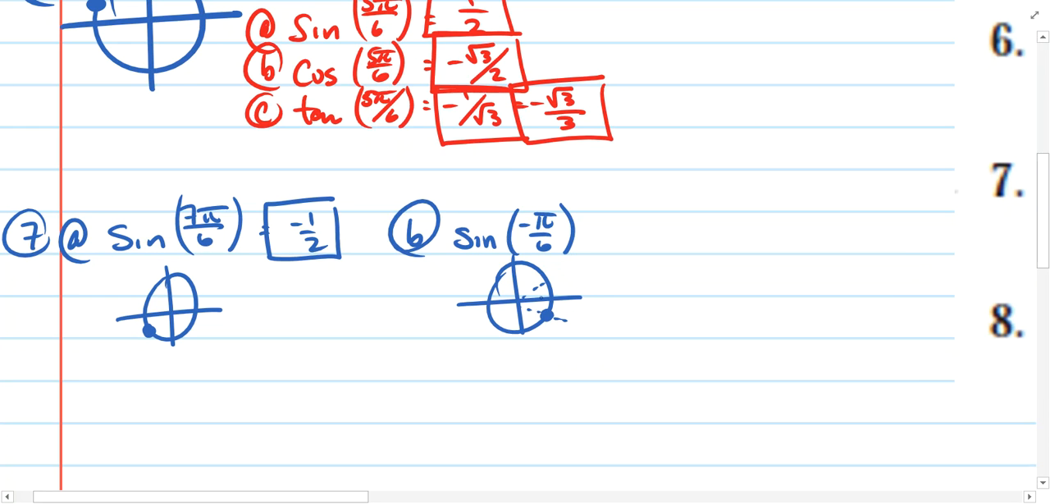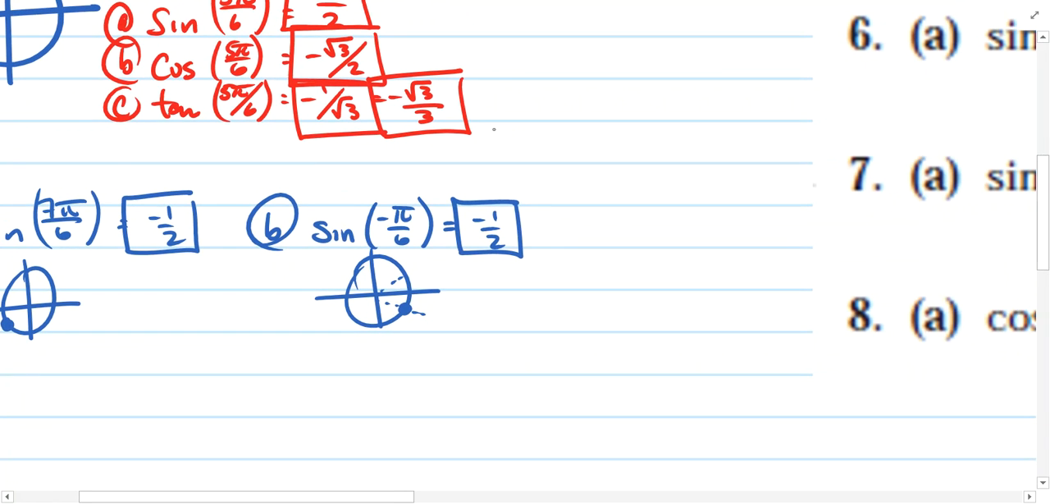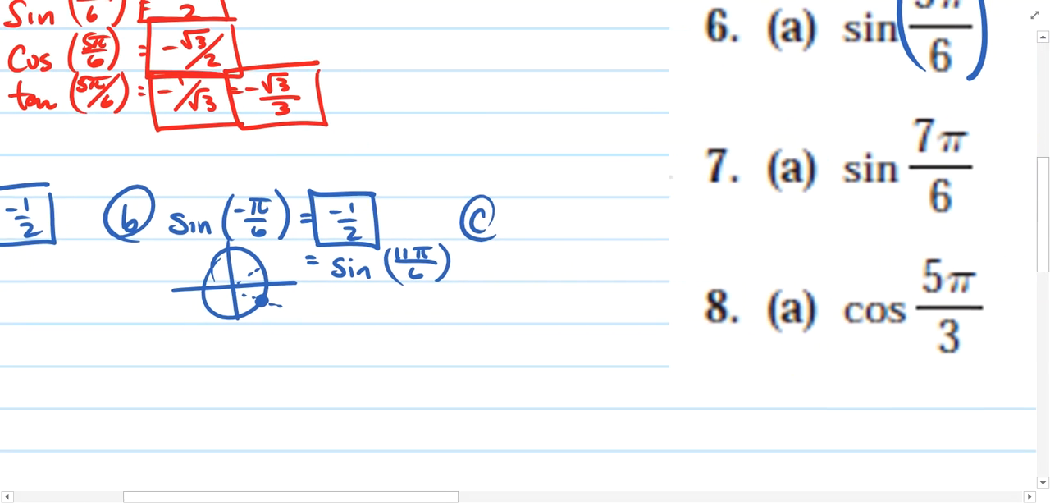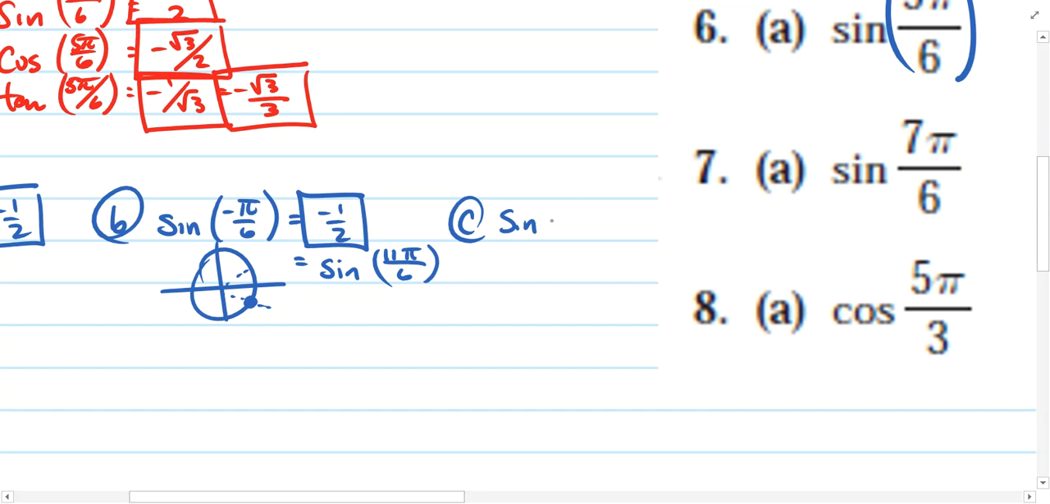So at this position, this coordinate down here, we've got a y-coordinate. Again, we're looking at y because of the sine function, and that y-coordinate is going to be negative 1/2. Sine of negative pi over 6 is also equivalent to the y-coordinate at 330 degrees, or 11 pi over 6. Those are all the same. Finally, for this particular question, C, sine of 11 pi over 6, well, we just discussed that. Sine of 11 pi over 6 is the y-coordinate at this position, and that too is equal to negative 1/2.